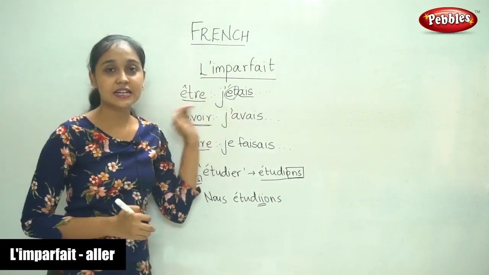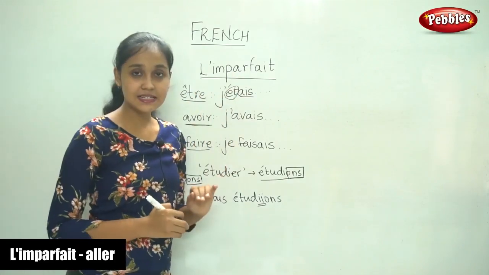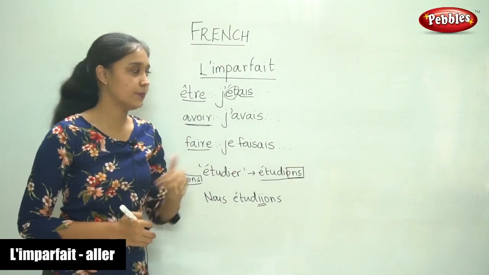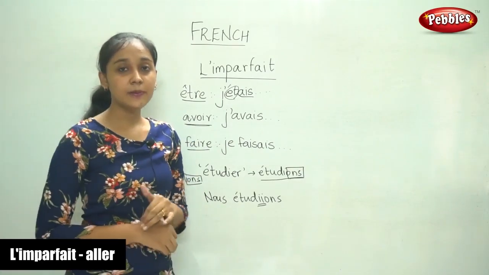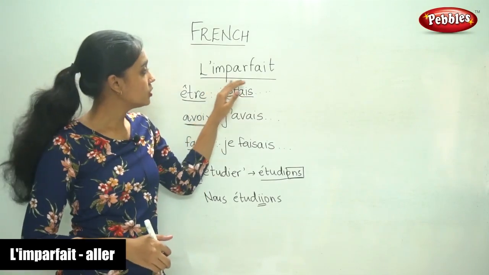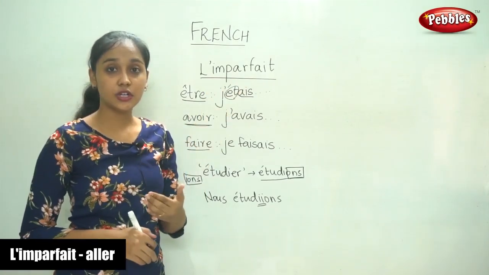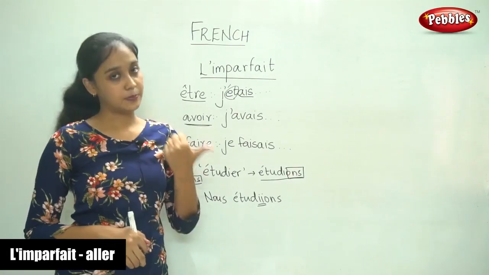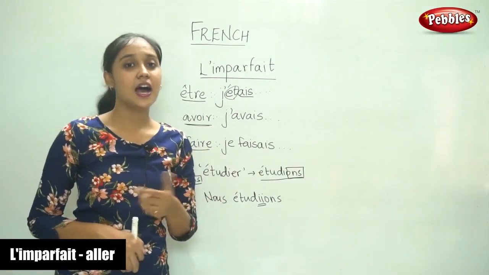The imparfait is nothing but a past tense, but it is used along with the passé composé. When do we use the imparfait? When we are recalling a memory. And when we are telling a story, when we are narrating a story, we will use both the passé composé and the imparfait.